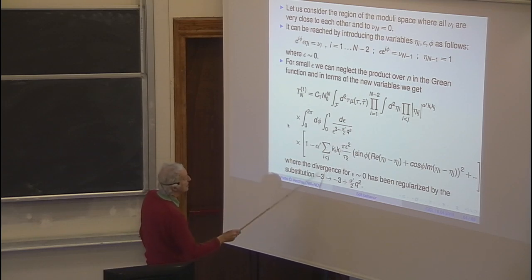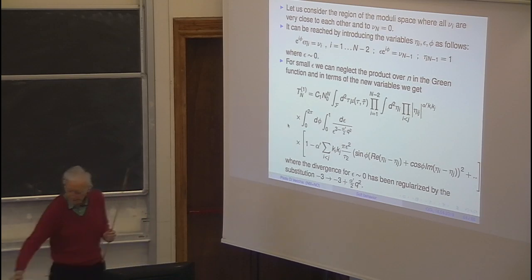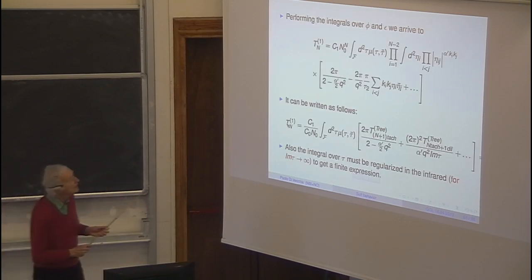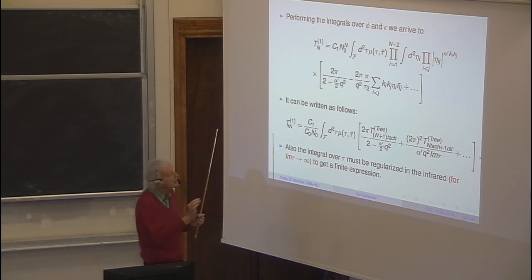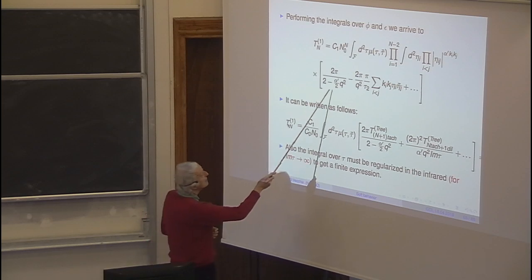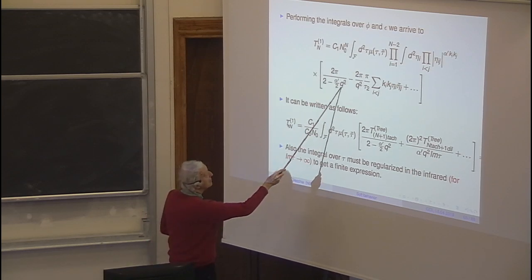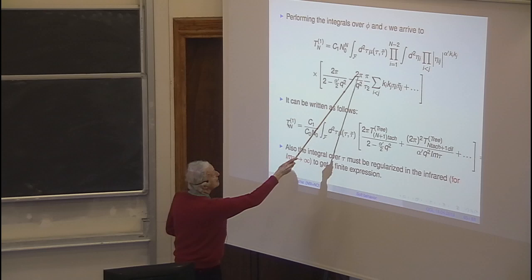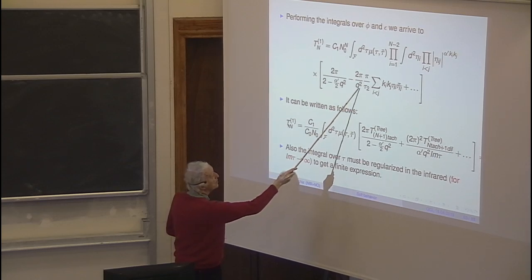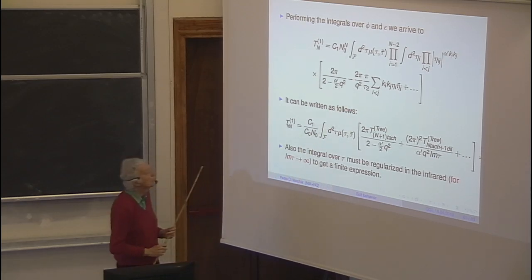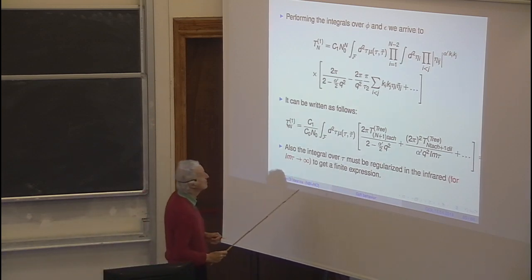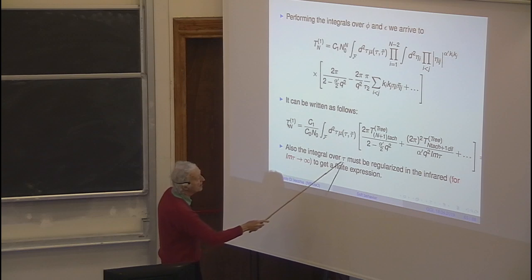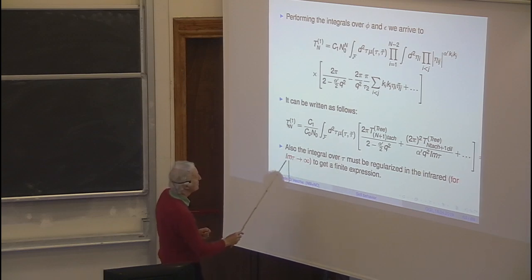And then you expand this, and essentially this is an amplitude in which you have a tachyon going to the vacuum, which has been regularized by this term. And here you get a dilaton going to the vacuum, which when you take q to 0, goes to 0. So this is the amplitude. You have to regularize also the integral over tau, because of this limit.